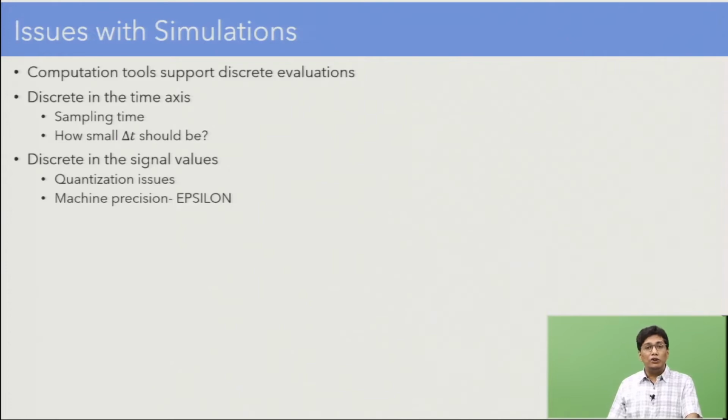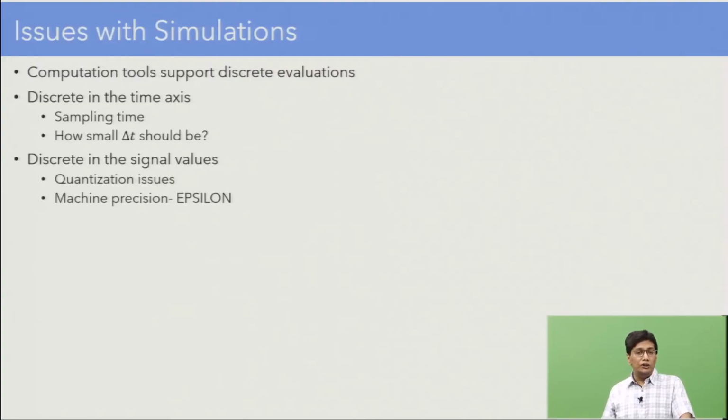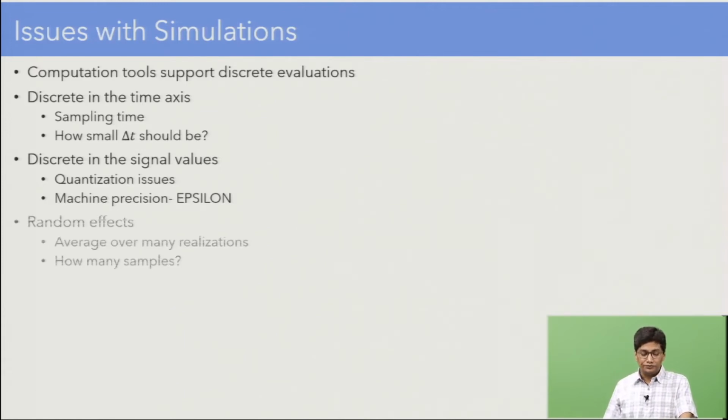So, there is a concept called machine precision. Every software tool has a precision inbuilt, which we sometimes denote as epsilon. So, you cannot represent two numbers which differ by just an epsilon amount. The machine just thinks that both are the same number. So, this is the smallest accuracy with which you can represent any number on the machine.